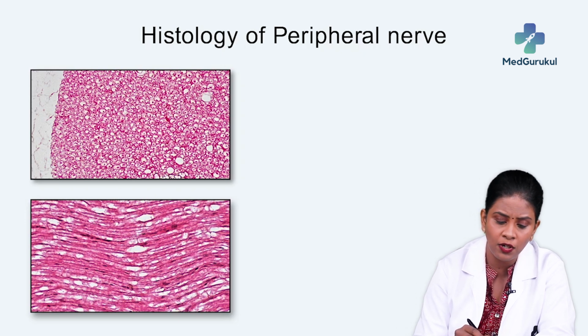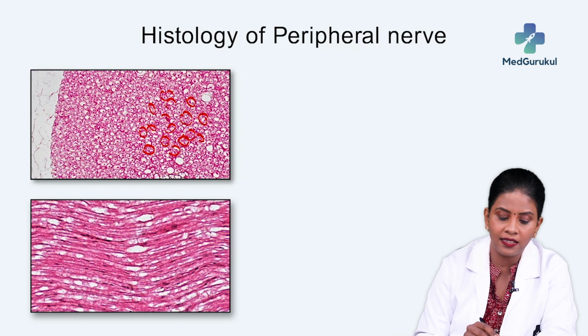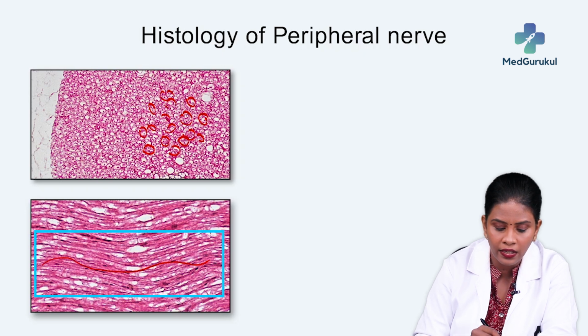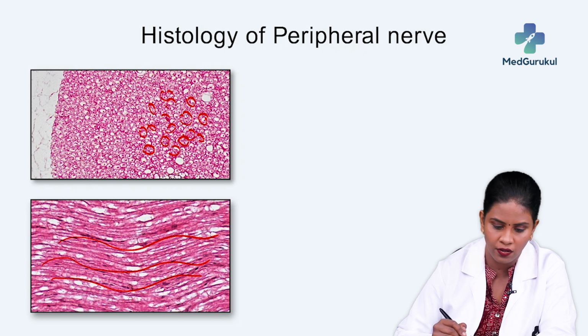So, you are able to see the round structures. These are the axons which are present circularly. Okay. And here you can see this is the transverse section, obviously you will be seeing the circular axons. Here this is the longitudinal section of the nerve fibers. So, here you can see the wavy long axons. These wavy fibers are the axons.